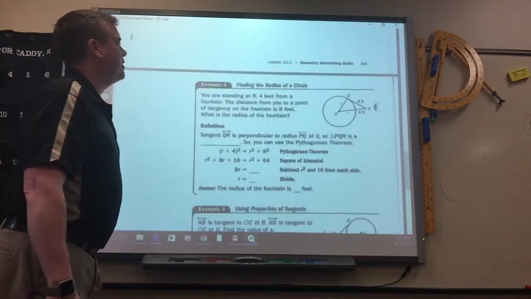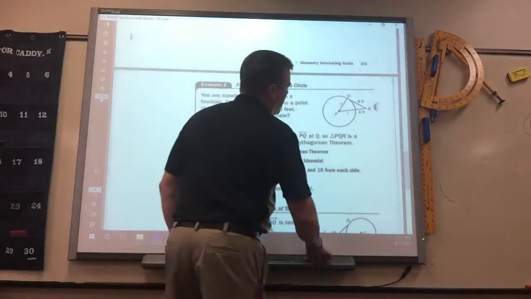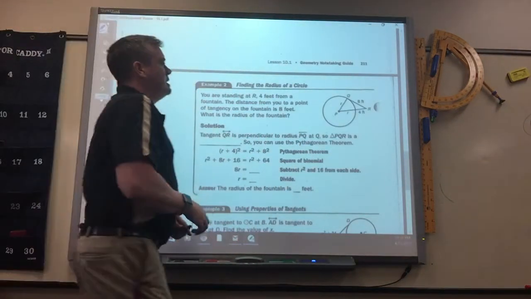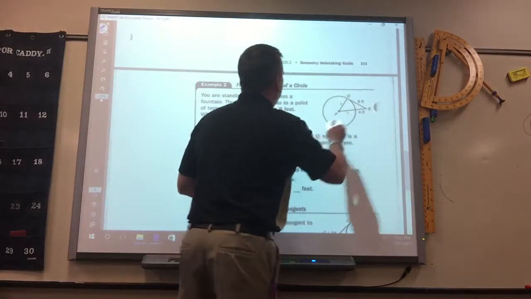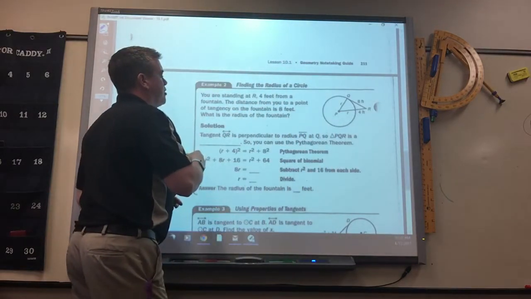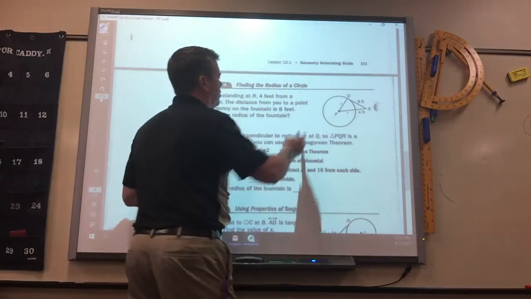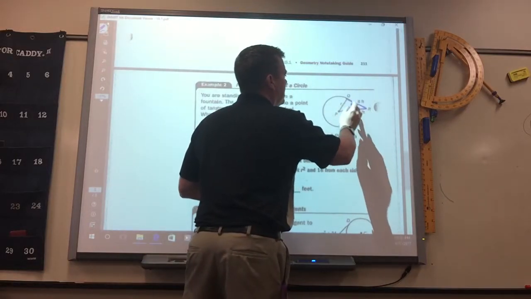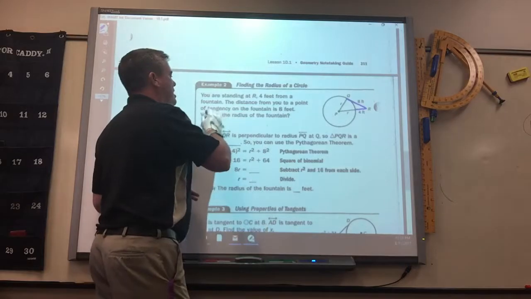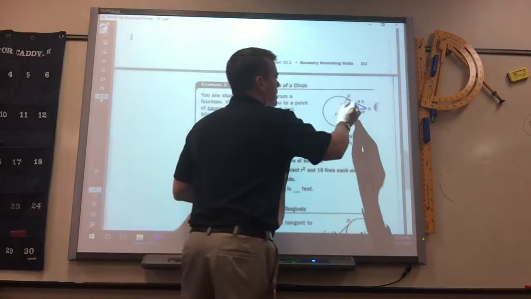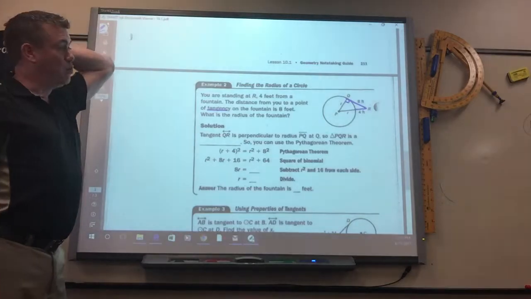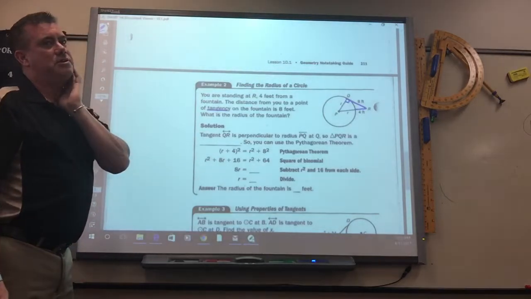So, we had a problem like this in the assignment. It's a fountain. You are standing 4 feet away. The distance from you to a point of tangency is 8. Now, since they say it's a point of tangency, you know that that makes a 90. So they're wondering, what is the radius of the circle?